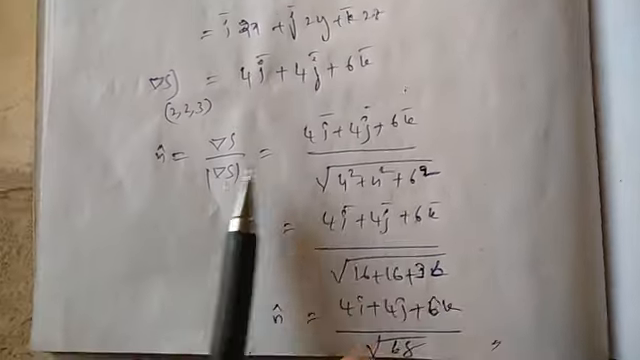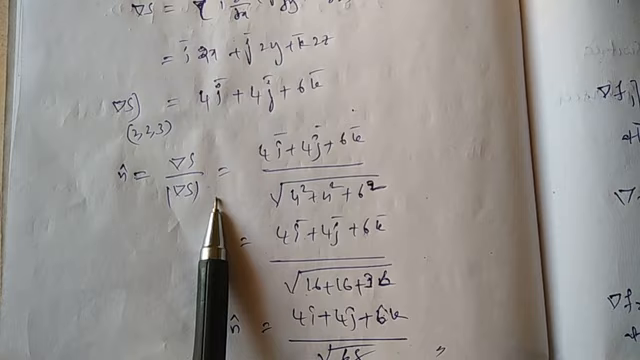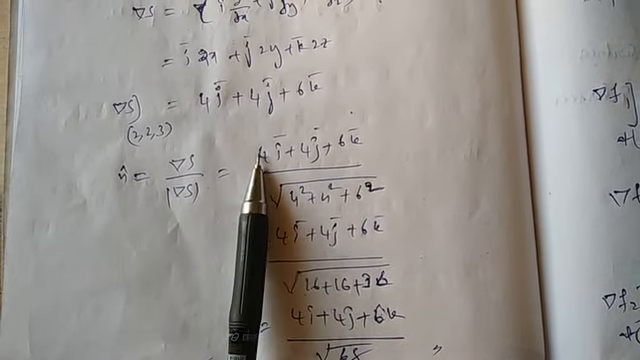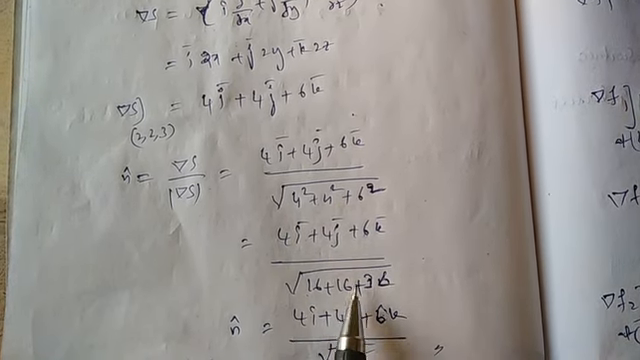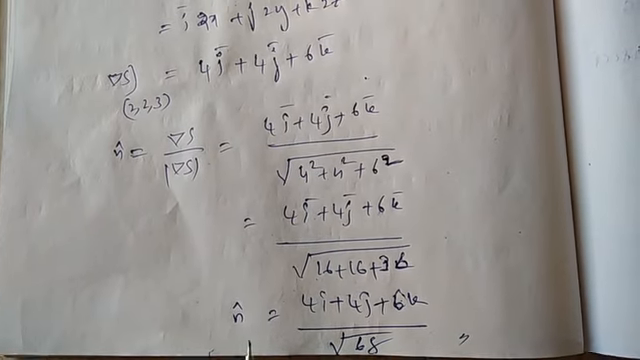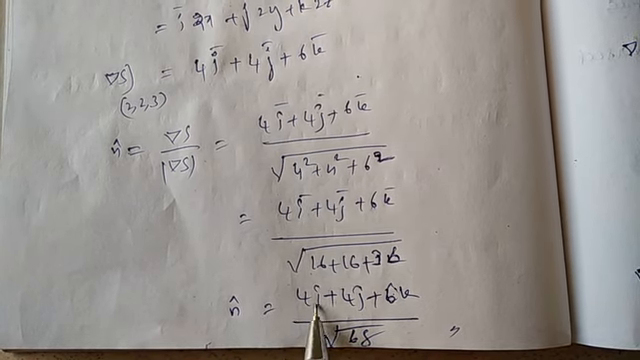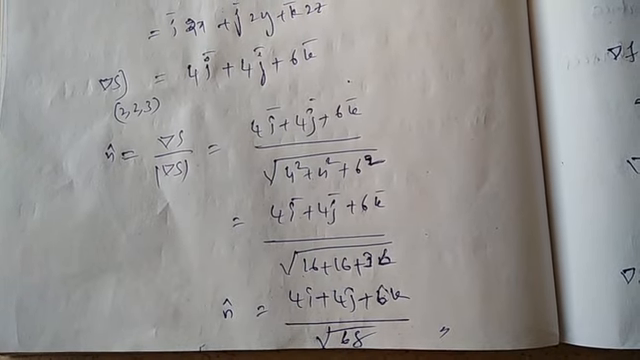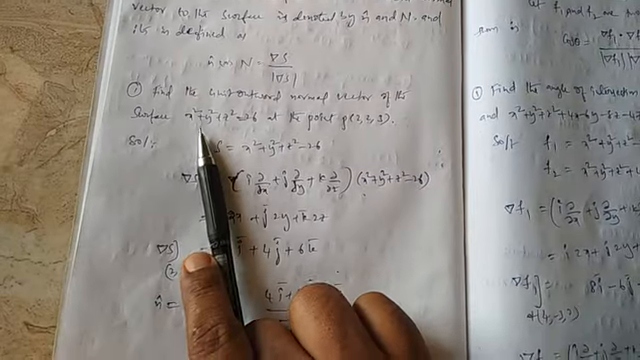Then to convert it to a unit vector, simply divide by its magnitude. Now del S by mod of del S. Del S is 4i plus 4j plus 6k, divided by root of 4 square, which is 16, plus 4 square, which is 16, plus 6 square, which is 36. Now simplify that to get the unit outward normal to the surface. Yes, n cap equal to 4i plus 4j plus 6k by root of 68. Now this is the way to find the unit outward normal to the surface.